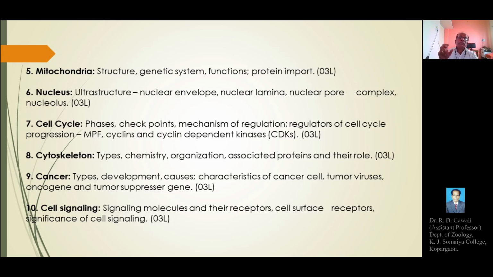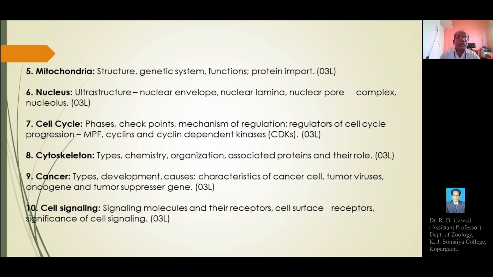So how the process of the cell cycle, that is the different steps or stages of the cell cycle, are continued, or what are the different components responsible for the regulation of the cell cycle, that is the growth or multiplication of the cell. Newly formed cells will grow and become capable of division. Again, divided cells will again become mature. So, the mechanism of regulation of the cell cycle, or regulators of cell cycle progression: MPF, maturation promoting factor or mitosis promoting factor, the cyclins and cyclin-dependent kinases. These are the enzymes which are essential for the process of the cell cycle.